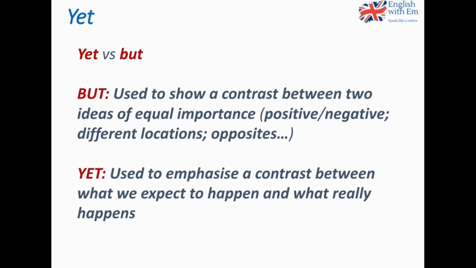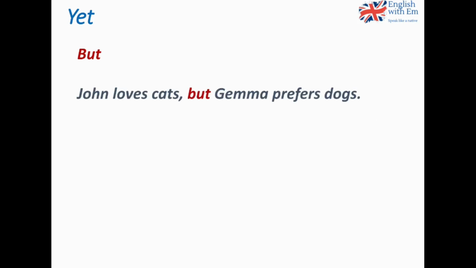So basically the difference here is that with but, we're showing a contrast, we're showing a difference. And with yet, we are emphasizing a contrast. So let's take a look at some examples so you can really see what I'm talking about. With but, first of all, John loves cats, but Gemma prefers dogs.